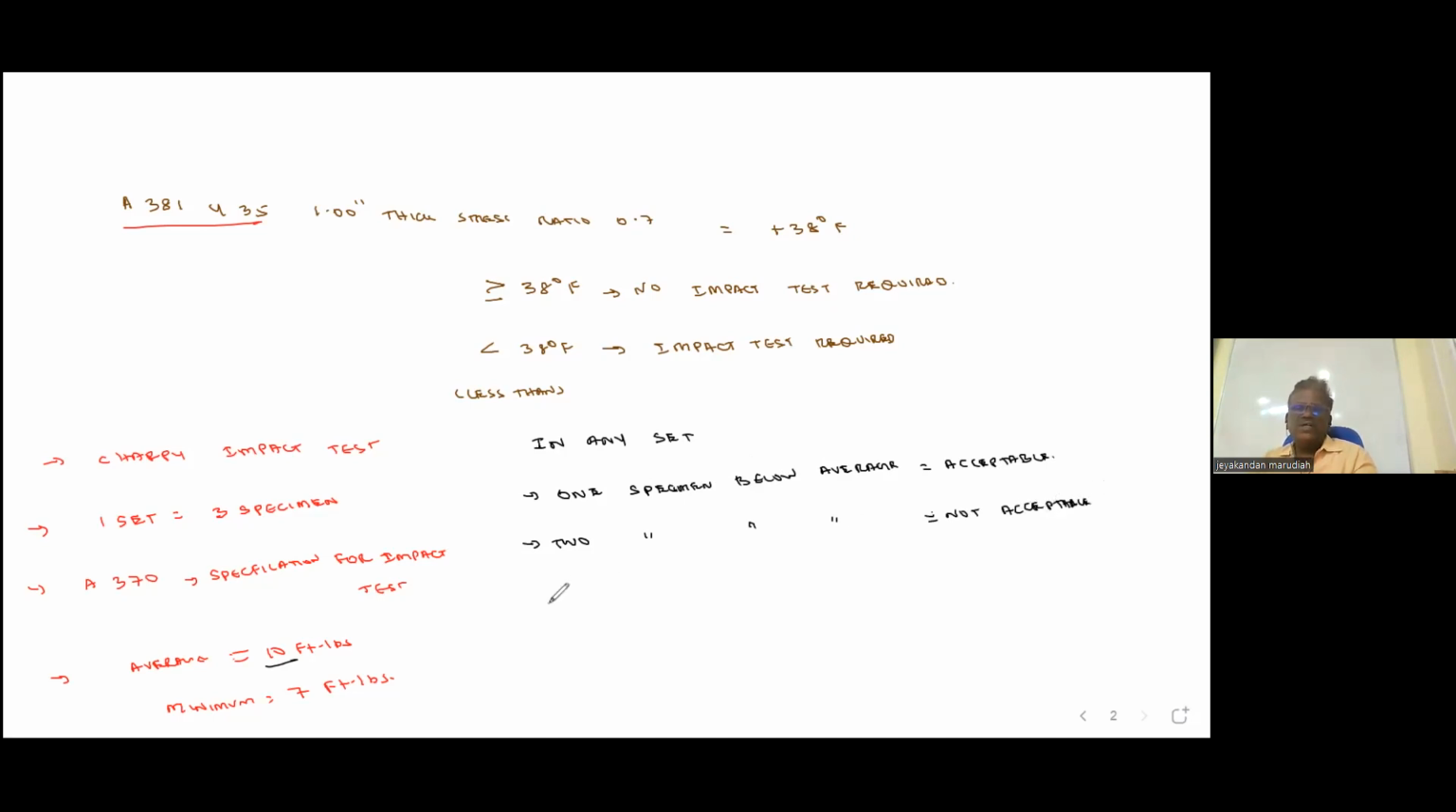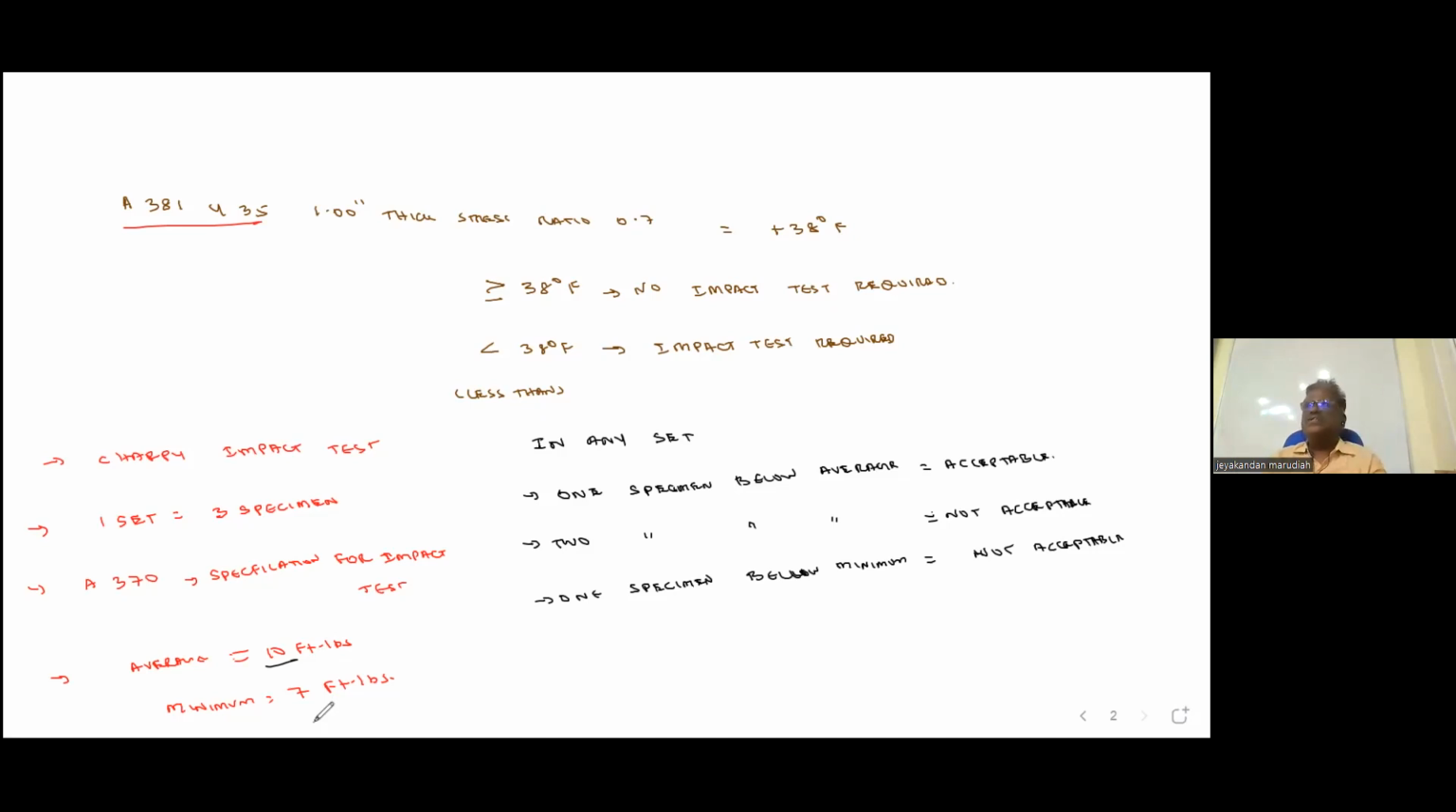And the minimum value, even 1 specimen below minimum, not acceptable. See, when you take the test, the rule is all specimens should have at least 10. But if one specimen is 9, and others are 12, 13 like that, it is allowed. But 2 specimen less than 10, 9, 8, it is not allowed. Even 1 specimen below 7, it is not allowed. Okay, this interpretation is very, very important.